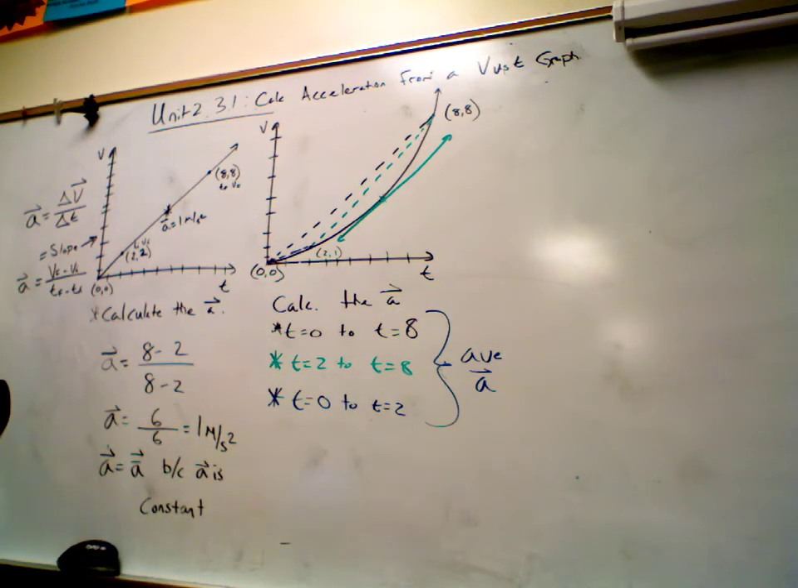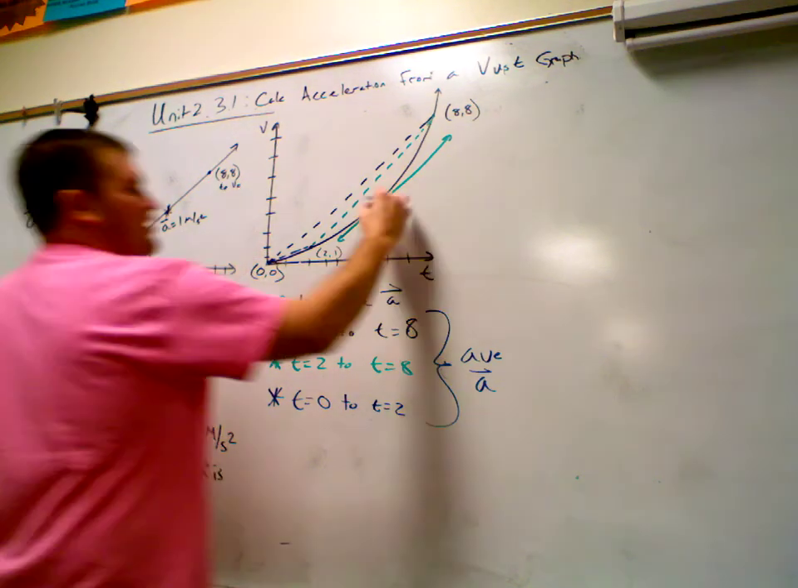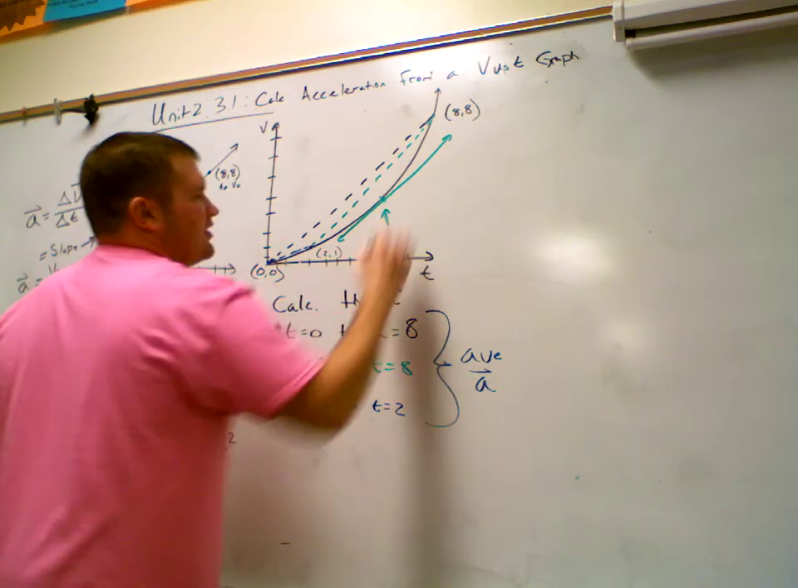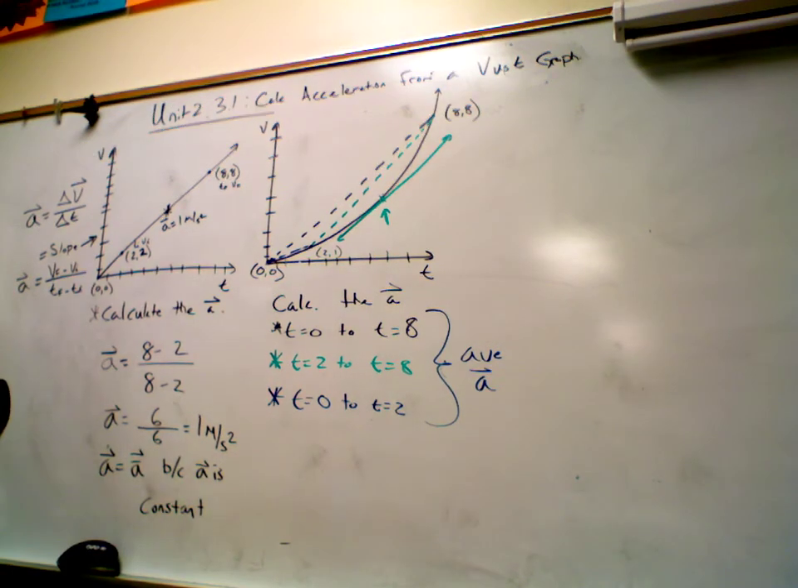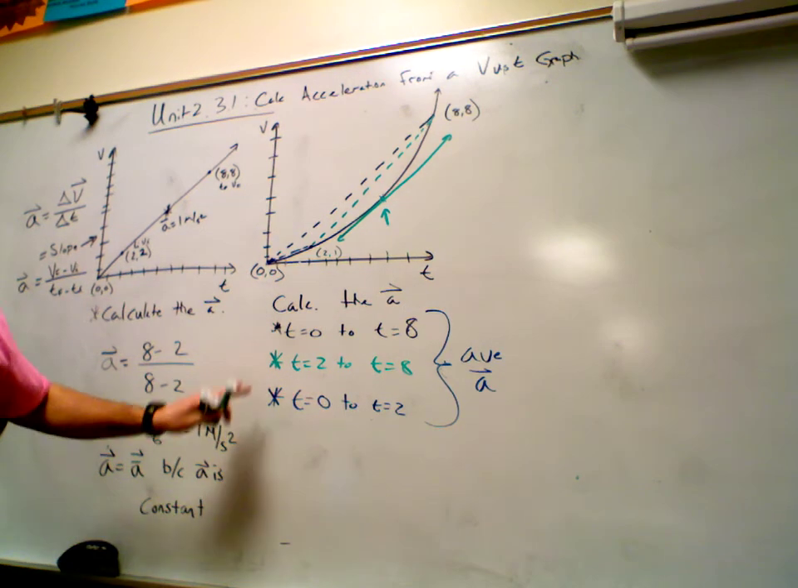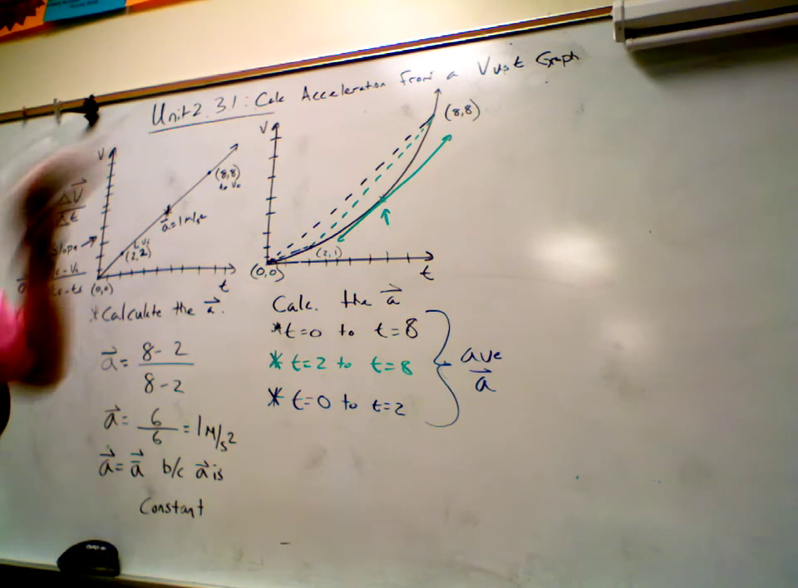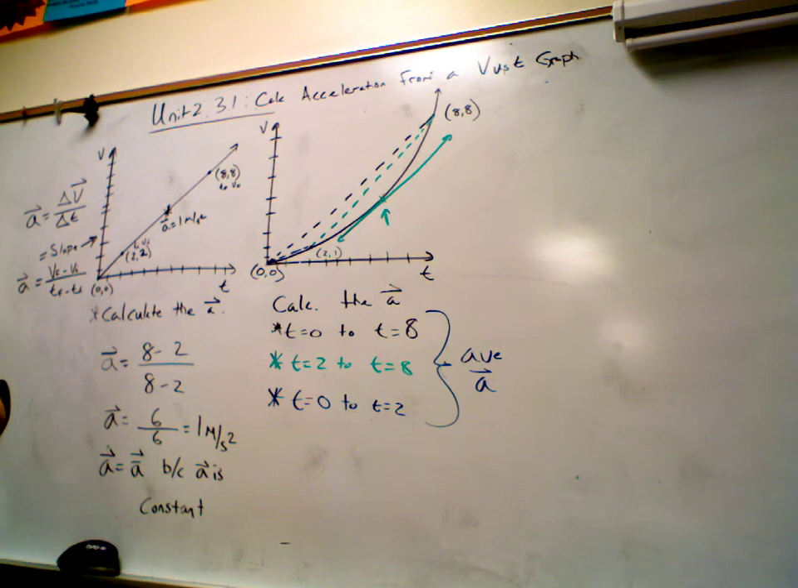Nope. Midpoint. It's called the tangent. If I want to know the instantaneous acceleration at this spot right here, then I would need to calculate the slope of that green line. Does that make sense? These are all averages because I have a large time window. Does that make sense, guys?